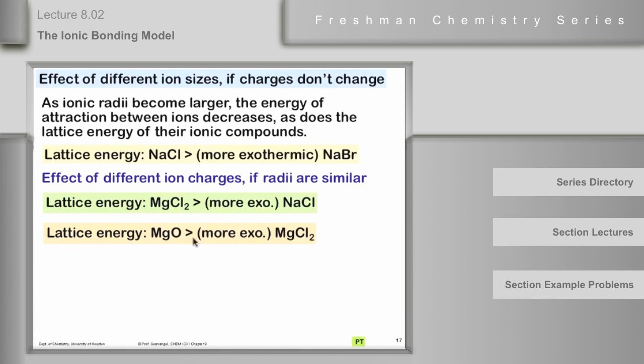If we take that another step and we look at magnesium oxide, magnesium oxide has 2 plus and 2 minus. So now that multiplying together is going to be a factor of 4, and that will have a lattice energy that is even more exothermic than magnesium chloride, where you have magnesium 2 plus and you have 2 chlorides, 1 minus. So that's how you can compare qualitatively the magnitudes of lattice energies just looking at the formula.